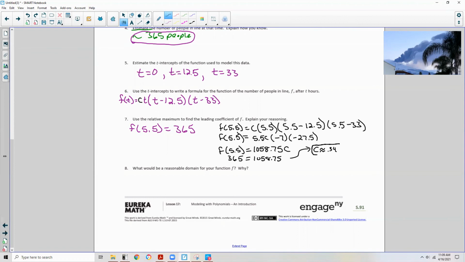There is my constant. So then I would come back to this function and put, instead of the c right there, plus 0.34 when I just multiplied this all out.